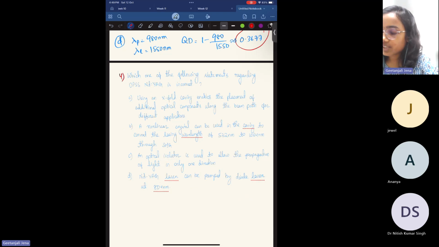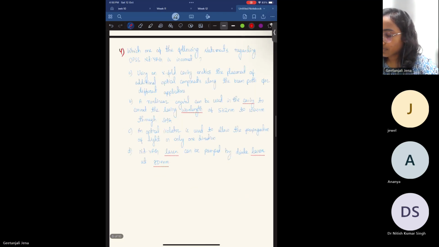Option A, using an X-fold cavity enables the placement of additional optical components along the beam path for different applications, which is correct. So when you integrate an X-fold cavity, you can integrate additional components along the beam path for different applications. Second option, a nonlinear crystal can be used in the cavity to convert the lasing wavelength of 532 nanometer to 1064 nanometer through second harmonic generation. So if you see, this option is incorrect, right?